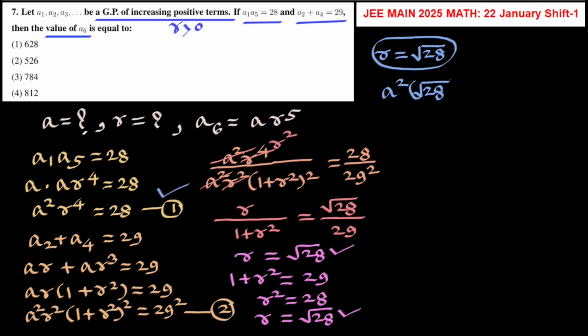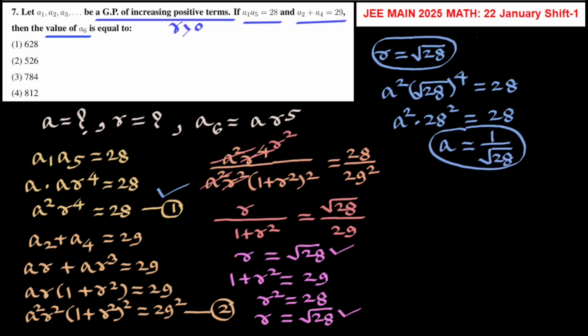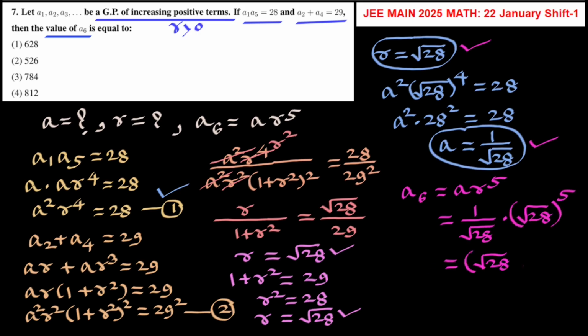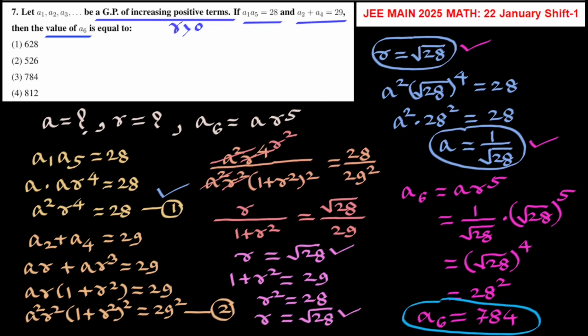We put this value of r in 1: a square into (square root of 28) raised to 4 equals 28. a square into 28 square, a equals 1 upon root 28. Now we have both the first term and common ratio, a and r. Now we can write a6 equals a r raised to 5, 1 upon root 28 into (square root of 28) raised to 5, (square root of 28) raised to 4, 28 square. So a6 will be 784. Hence the correct answer is option 3, 784.